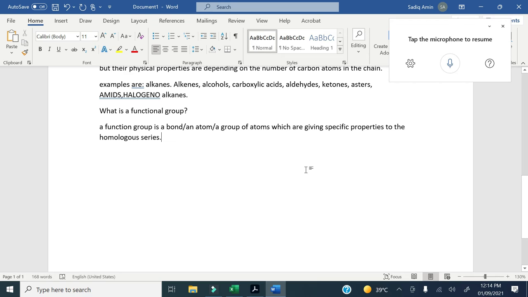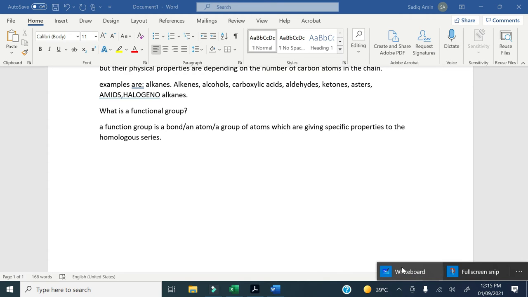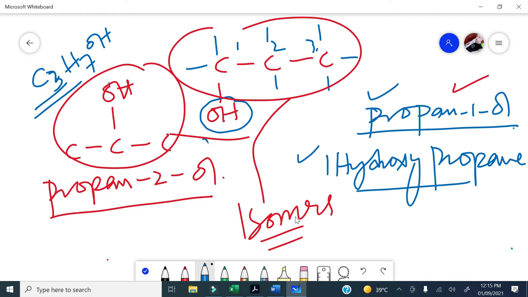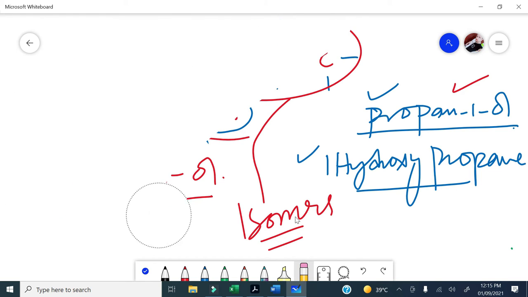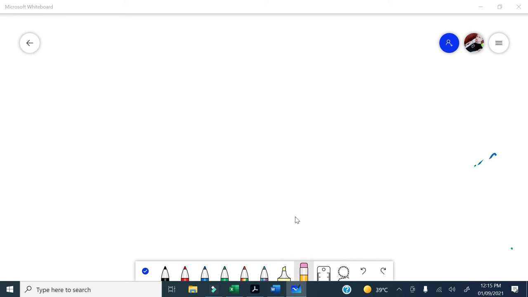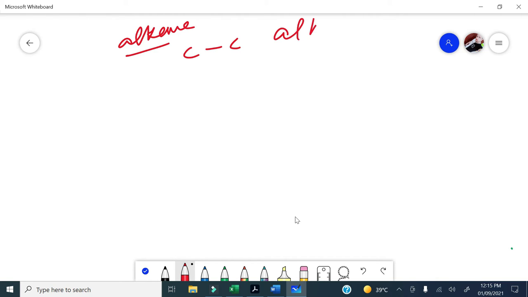Okay, so for the examples which I was giving to you, for those functional groups which I'm going to talk to you about, let me redraw them once again. Functional groups. So first of all is alkane. Alkane is a functional group. Okay, alkane. Carbon-carbon single bond is there. We have alkene. Carbon-carbon double bond is there.